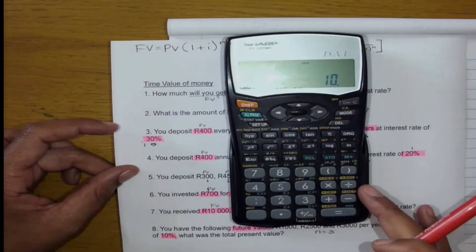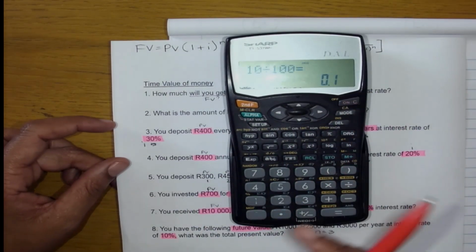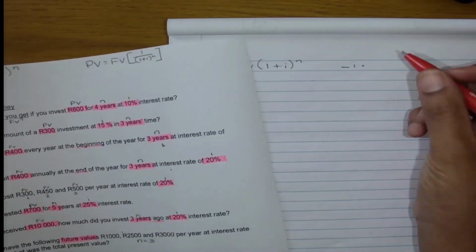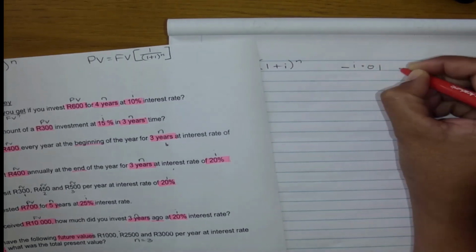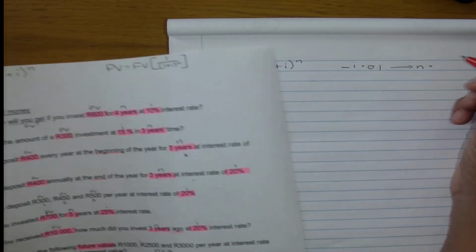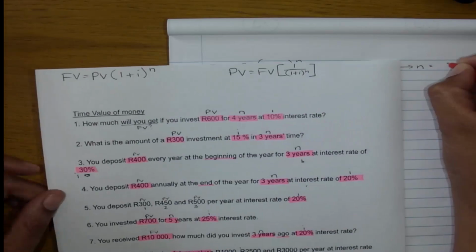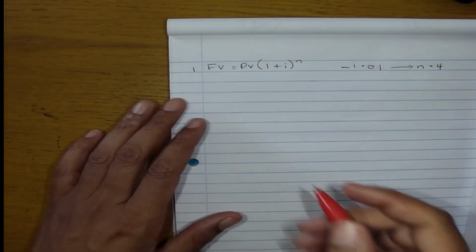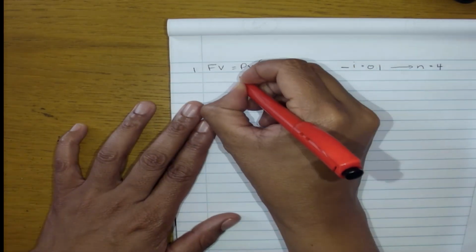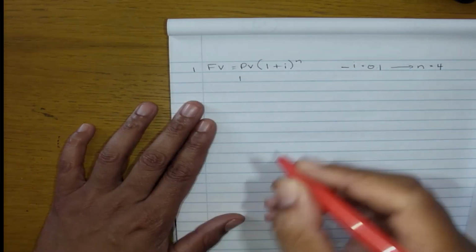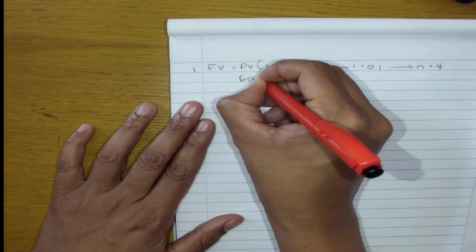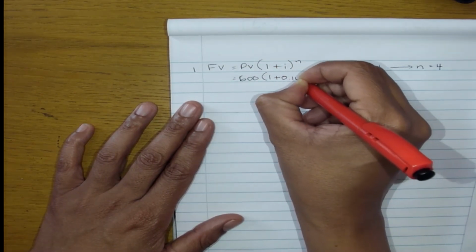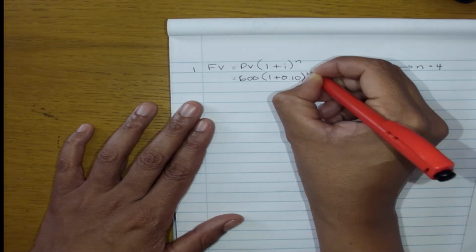So you're going to say 10 divided by 100. So your percentage now in number form is 0.1. So our I is 0.1 and our N is equal to 4 years. Now we're just going to apply it into our formula. So we're going to say PV, which is, how much is our PV? 600, right? So it's equal to 600, open bracket, 1 plus 0.1, to the power 4.